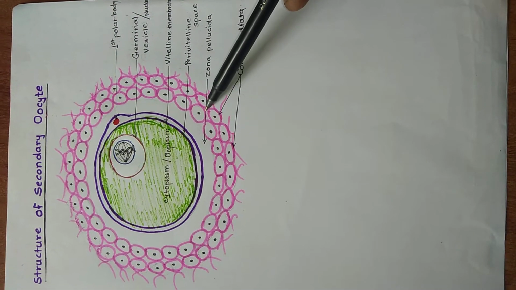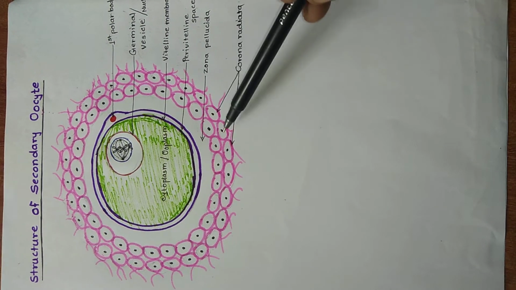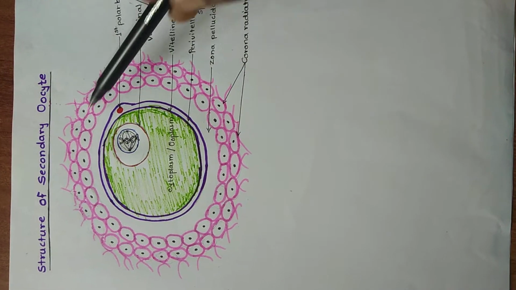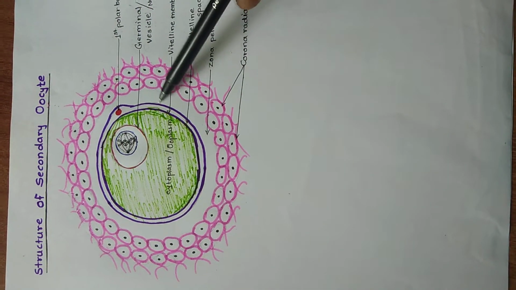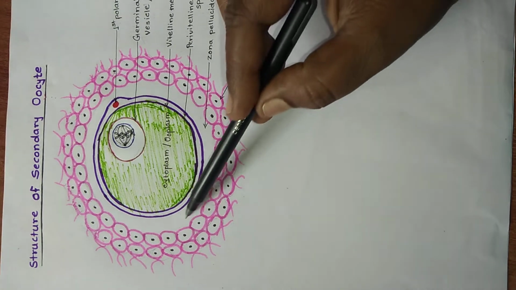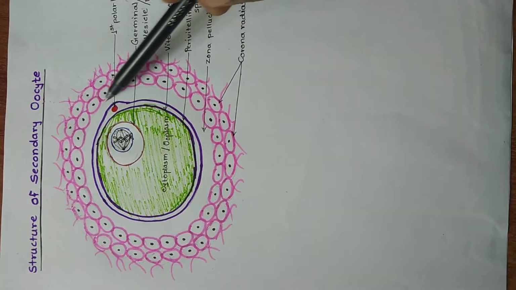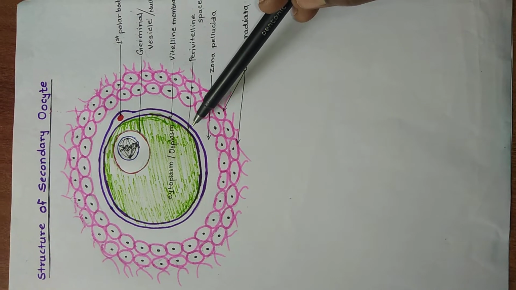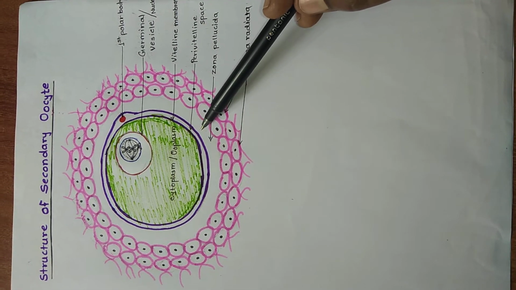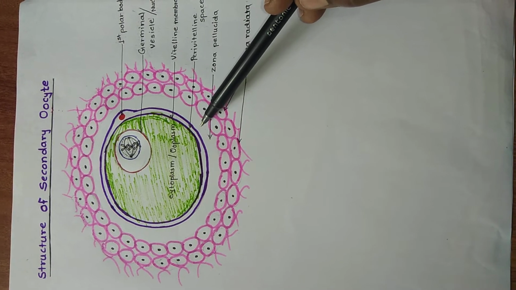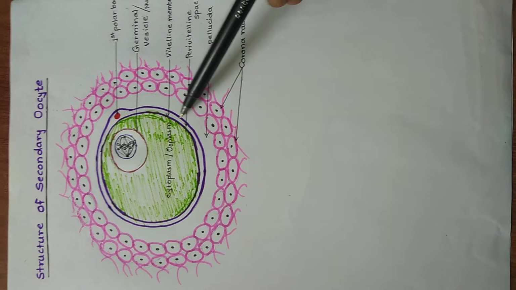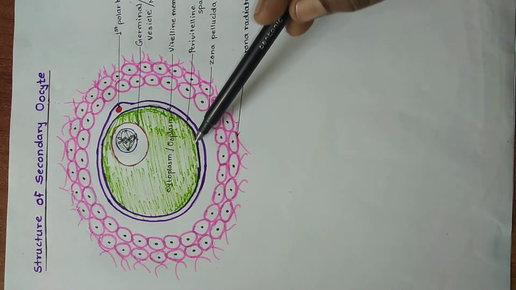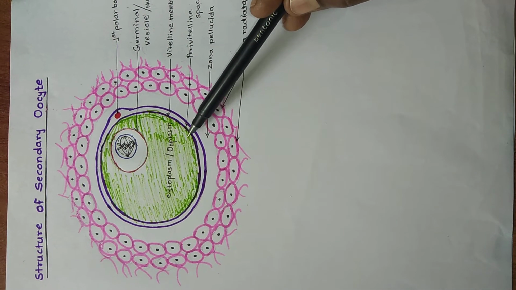These corona radiata cells are glued to each other by hyaluronic acid, and below the corona radiata cells there is another layer, which is a very transparent non-cellular membrane called the zona pellucida. This zona pellucida avoids wrong site implantation. Then just below it there is a vitelline membrane, also called the plasma membrane.